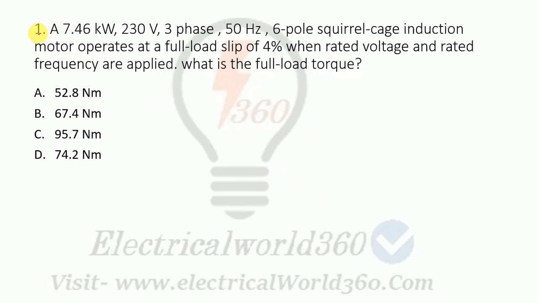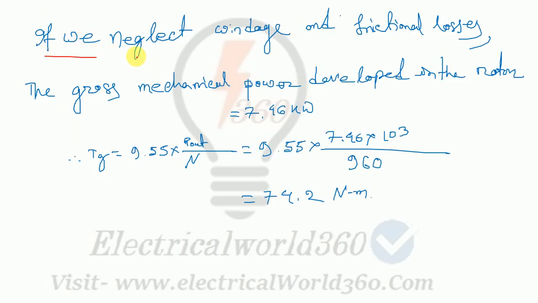This is question number 1. A 7.46 kilowatt, 230 volt, 3-phase, 50 Hz, 6-pole squirrel cage induction motor operates at a full load slip of 4% when rated voltage and rated frequency are applied. What is the full load torque? As we know, if we neglect the windage loss and the frictional losses, the gross mechanical power developed in the rotor will be 7.46 kilowatt.